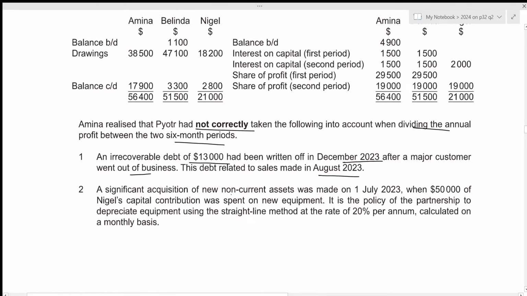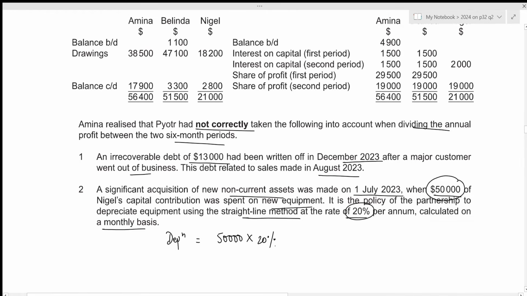Then a significant acquisition of new non-current assets was made on 1st July 2023 when 50,000 of Nigel's capital contribution was spent on new equipment. It is the policy of the partnership to depreciate equipment using the straight line method at the rate of 20% per annum, calculated on a monthly basis. So in this case, we know that Nigel was introduced for the second half of the year, which is for 6 months. It also means that the depreciation on this 50,000 worth of the new equipment should also be made for 6 months. So depreciation is just going to be our cost of 50,000 multiplied by the rate of 20%.